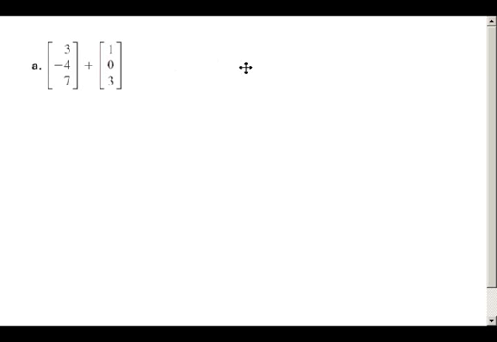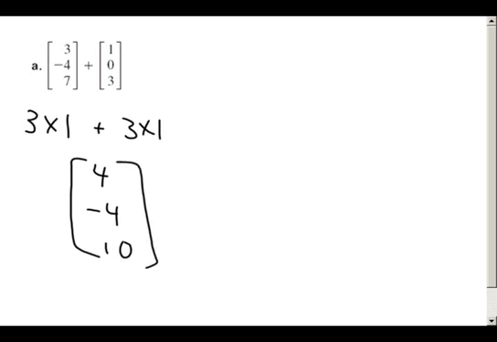To add matrices, first thing that has to happen, they have to have the same dimensions. So in this particular case, we have a 3 by 1, and we're adding that to another 3 by 1, so that should be fine. Fairly simple process. All you do is add the corresponding entries. So in this particular case, we're going to end up with a 3 by 1. We would have 4, -4, 10. That would be the solution matrix for that addition.